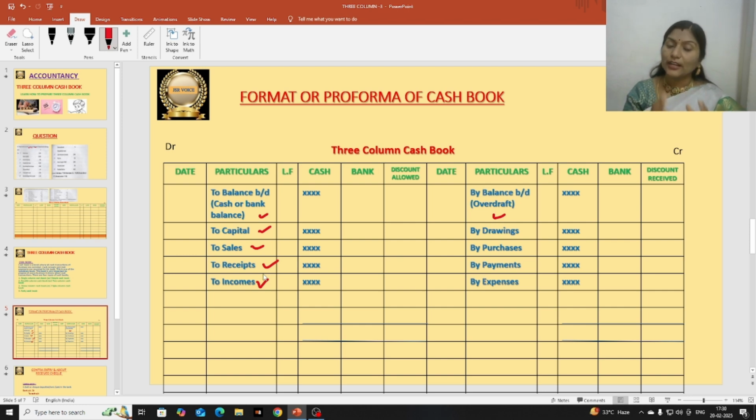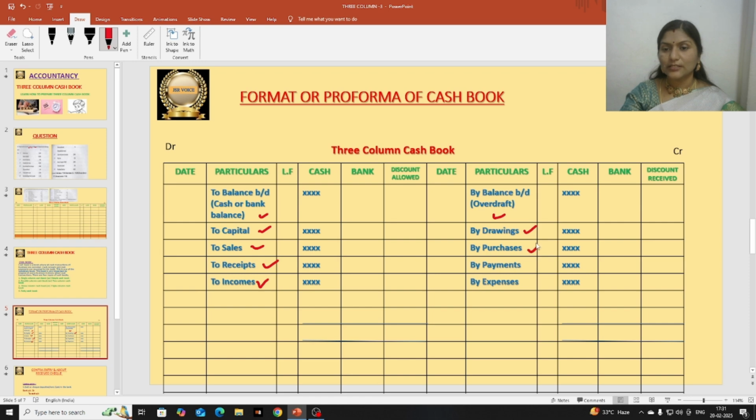That is why we should record those transactions on the debit side of the 3-column cash book. This is the format of the 3-column cash book, and on the credit side, I recorded next after balance brought down. Next item is drawings. Drawings means if the owner takes money from the business for his personal use, we call it drawings. So in case of drawings, cash is going out of the business. That is why we should record it on the credit side.